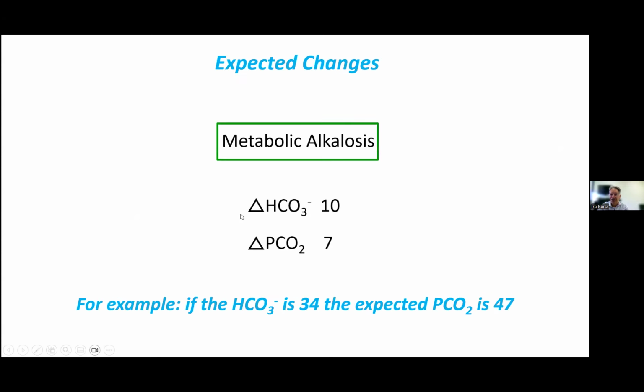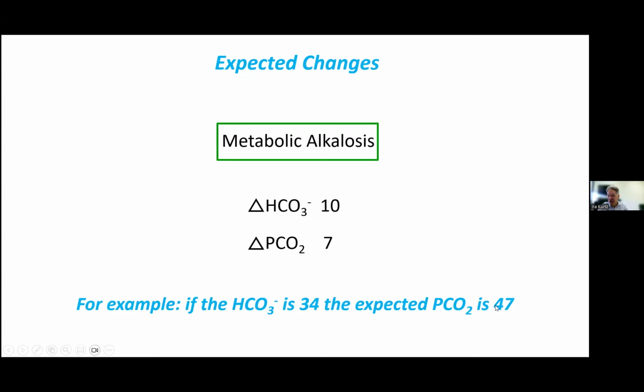And it's known what that should be. For every 10 increase in the bicarbonate, the PCO2 goes up by 7. So if the bicarb goes up by 20 from vomiting, the PCO2 will go up by 14. So you can remember whatever relationships you want. But for example, if the bicarbonate went to 34, which is an increase in 10 from normality, the PCO2 would go up by 7. So if it started at 40, it would be 47. And again, we call that the expected compensatory response.